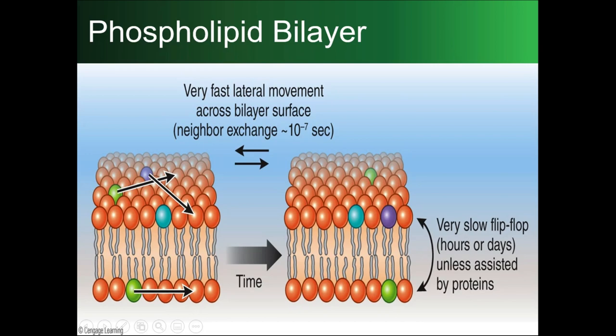So if we are summarizing again the membrane fluidity, we can say that the ordered arrangement of phospholipid molecules makes the cell membrane a liquid crystal. The hydrocarbon chains are in constant motion, allowing each molecule to rapidly move laterally, such like here in the same layer, on the same side of the bilayer, or flip-flop from one side of the bilayer to the other side. This is a rare event as well. And in the cells, it's facilitated by special membrane proteins.